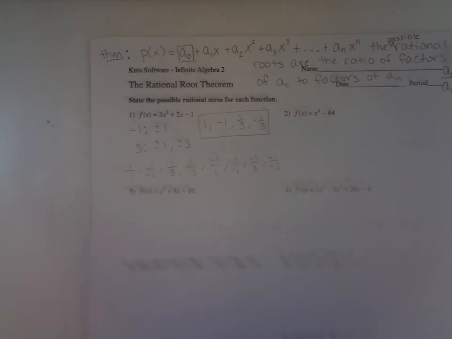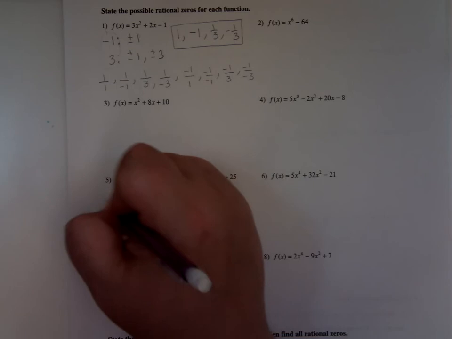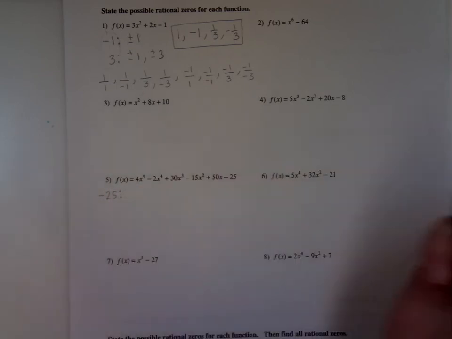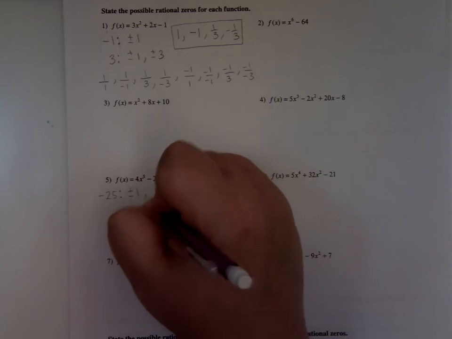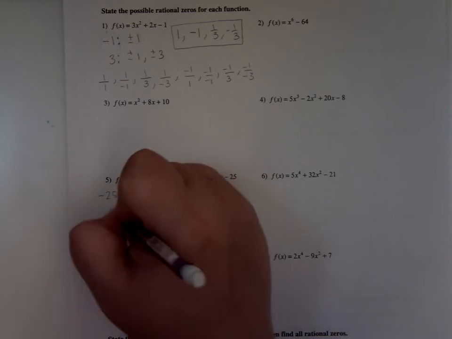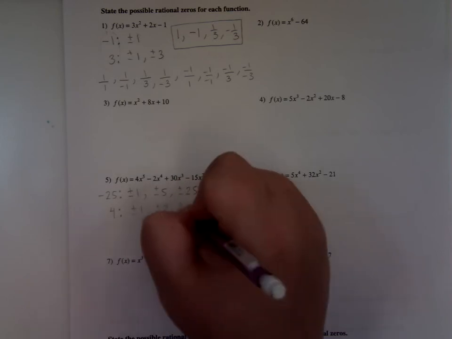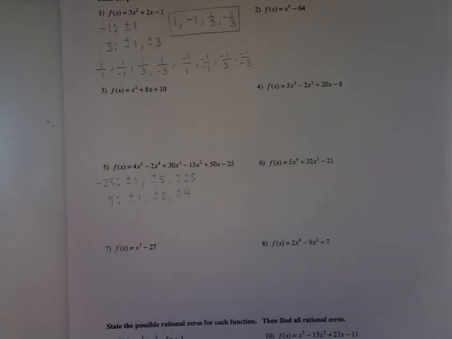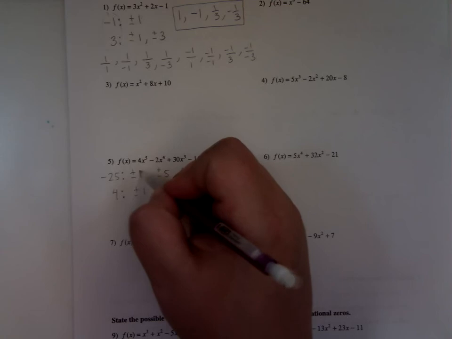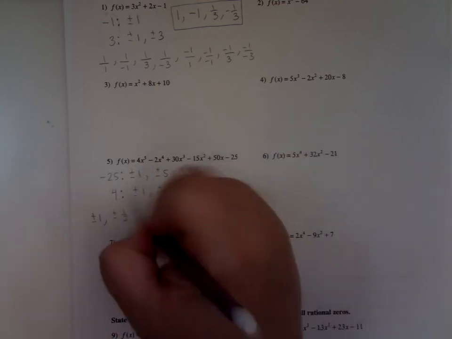So what if we did something like number 5? So let's start with the factors of -25: plus and minus 1, plus and minus 5, plus and minus 25. The factors of 4: plus and minus 1, plus and minus 2, plus and minus 4. So now I'm going to write it in a more condensed way. So what are our options? So we've got 1 over 1. So plus or minus 1. 1 over 2. Plus or minus a half. 1 over 4. Plus or minus a fourth.